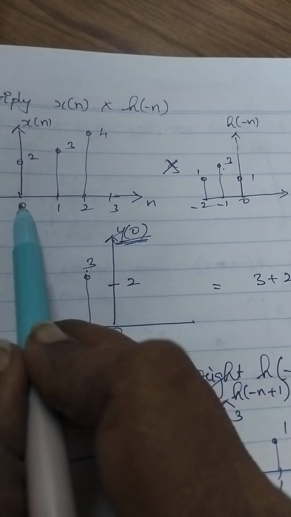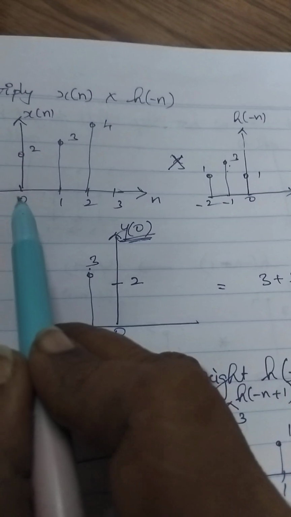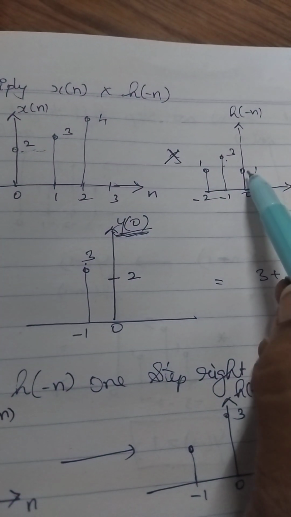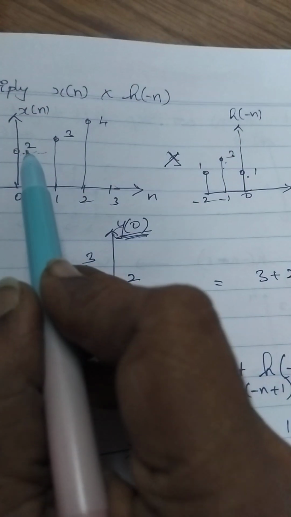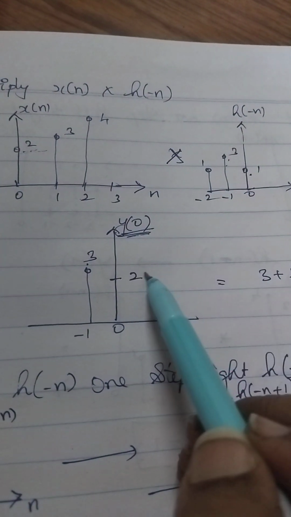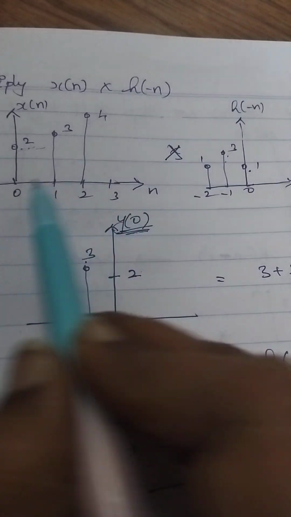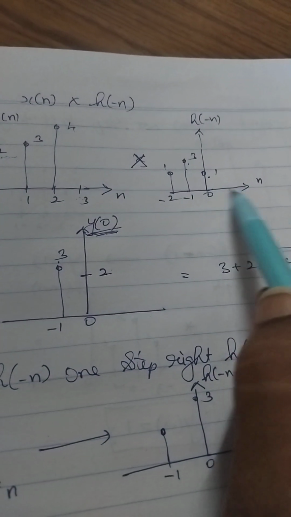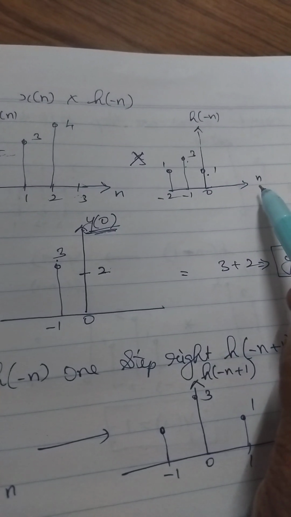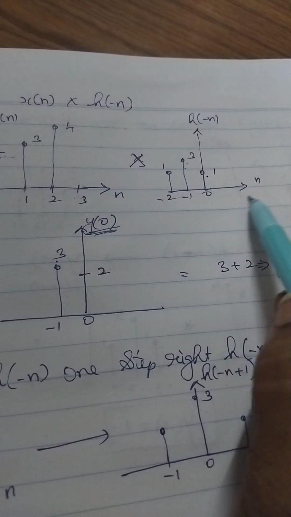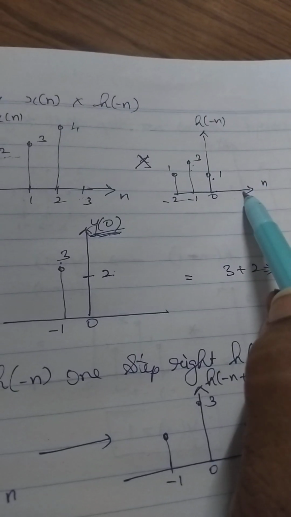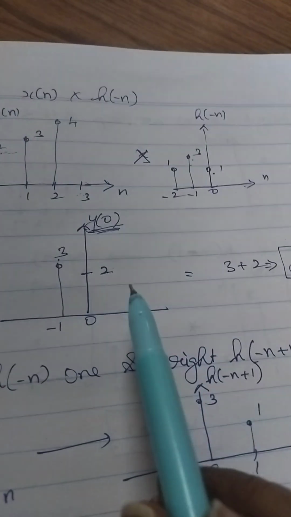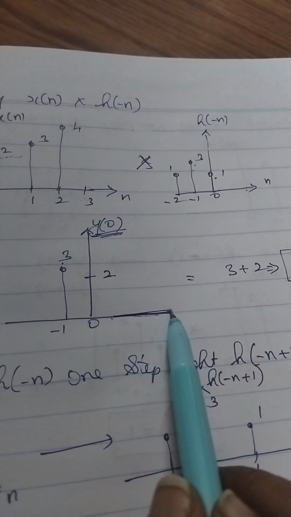And similarly, you check your origin position. For x of n at origin, you have the value 2. For h of minus n at origin, you have the element 1. So multiply this 2 and 1 to get 2 into 1 is 2. Okay, all other elements on the right hand side cannot be multiplied with the right hand side elements of h of minus n, because all the right hand side elements are 0. So 0 multiplied with any of these right hand side elements is 0. So you will not get any value on this side.